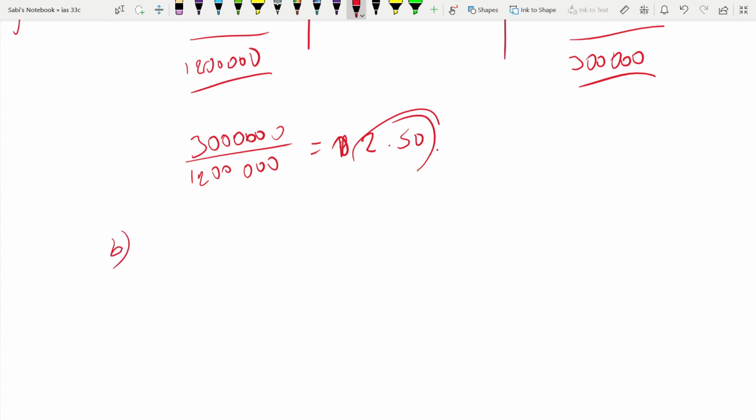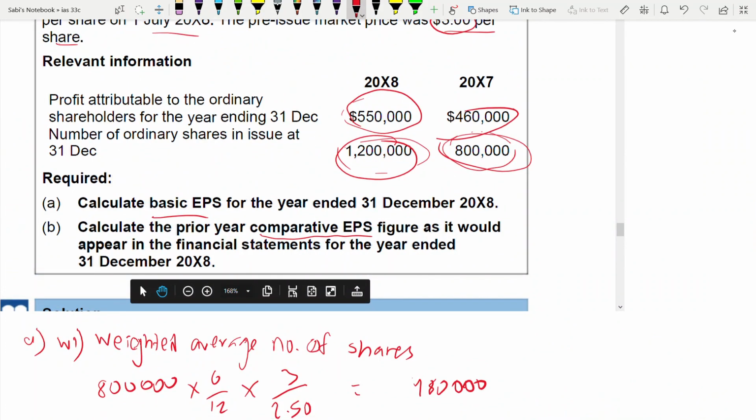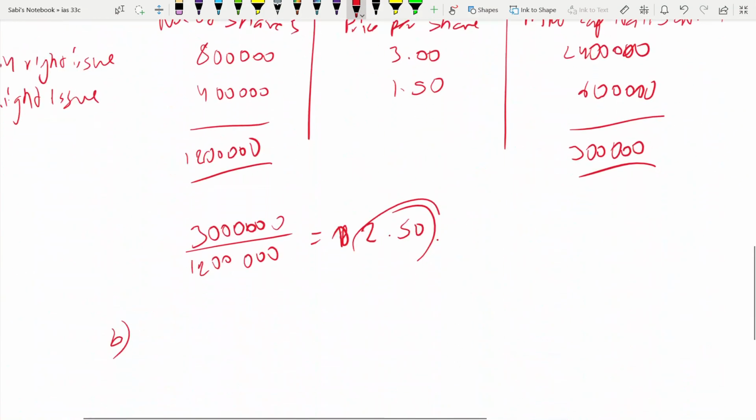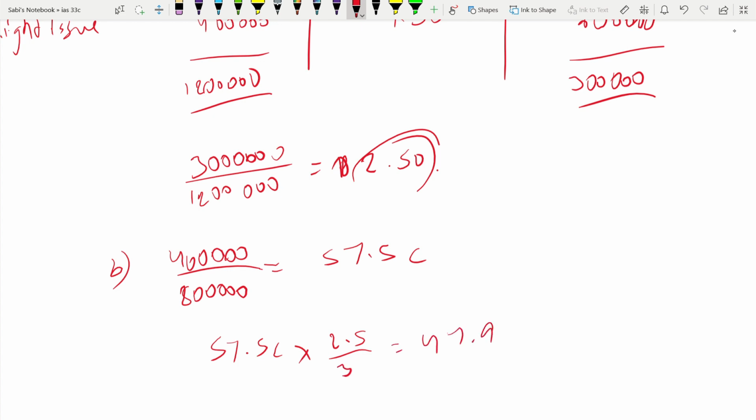Okay. For that you need to calculate the prior year EPS first, which will be simply this divided by this, 460 divided by 800,000. So here it will be 57.5c, right? Now you need to restate this. How do you restate it? You multiply this with the inverse of the bonus fraction. So inverse will be 2.5 divided by 3, which will be 47.9c. Okay, that's it.